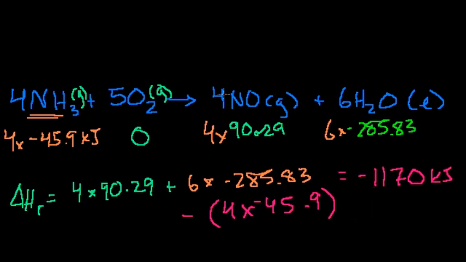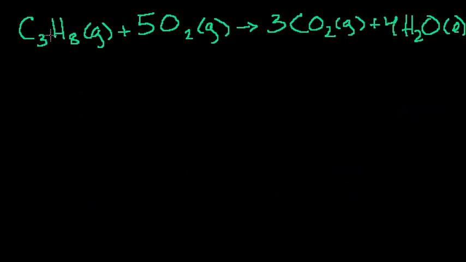And all we did is we took the heat of formation of the products, multiplied times the number of moles, and subtracted out the heat of formation of the actual reactants. So there you go. Let's do one more of these. Let's say I had some propane, and I'm going to combust it. I'm going to oxidize the propane to yield some carbon dioxide and water.